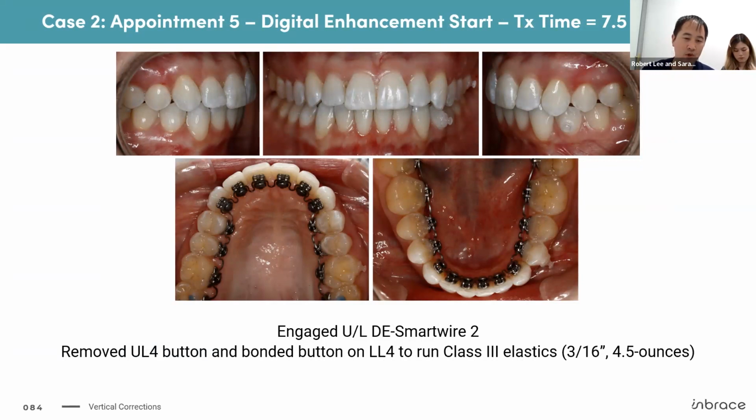We engaged the upper and lower DE SmartWire-2. We removed the upper left 4 button. Didn't need that anymore. And then we bonded the button on the lower left 4 to help extrude the lower left 4 into the occlusion.